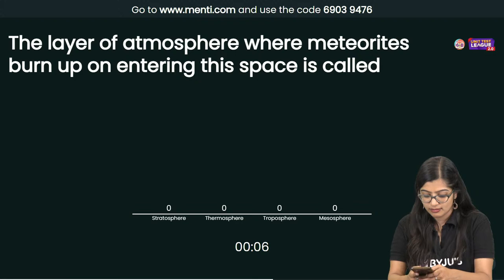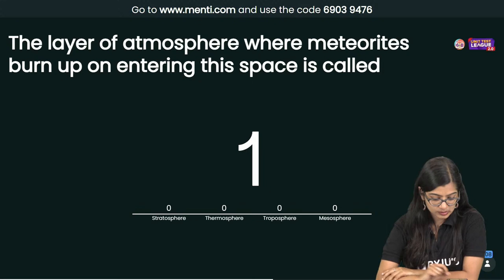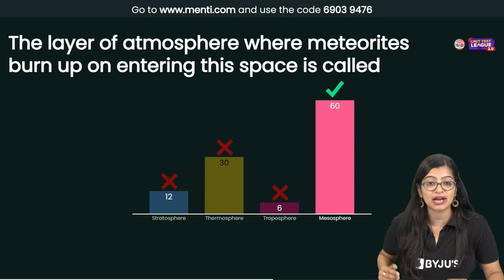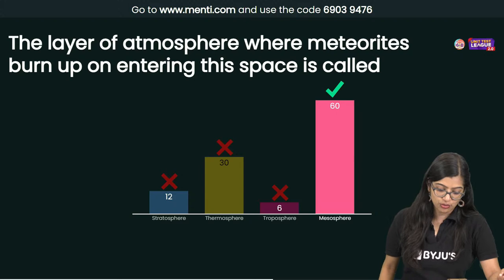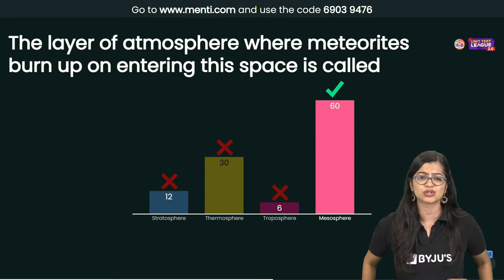Quickly, everybody. Very good, everybody. Yes, the correct answer here is option D, that is mesosphere, right? It is not thermosphere for those of you who got confused. Thermosphere is mainly a little above, and in the thermosphere, ionosphere, and all, we know there is formation of ions, right? So the correct answer is D.